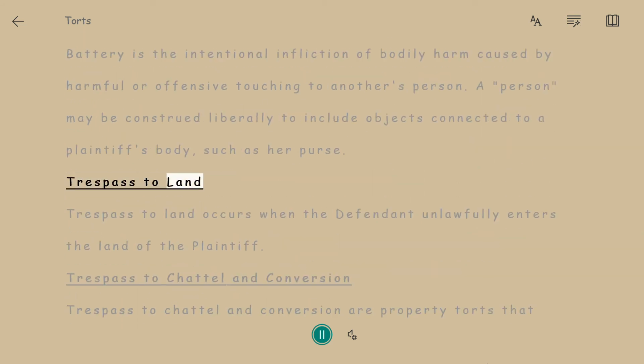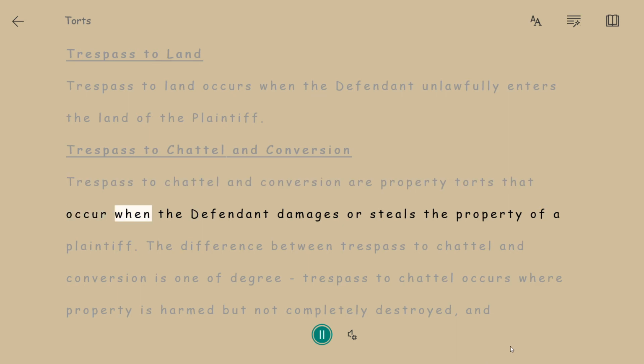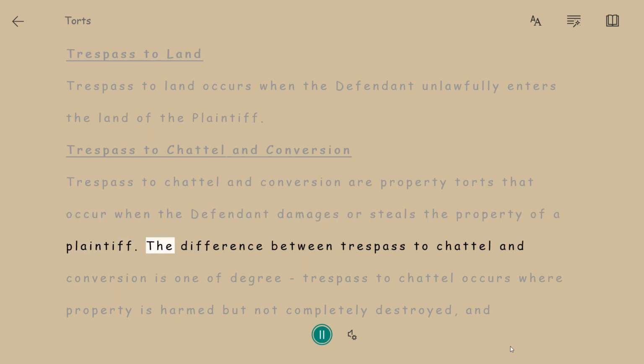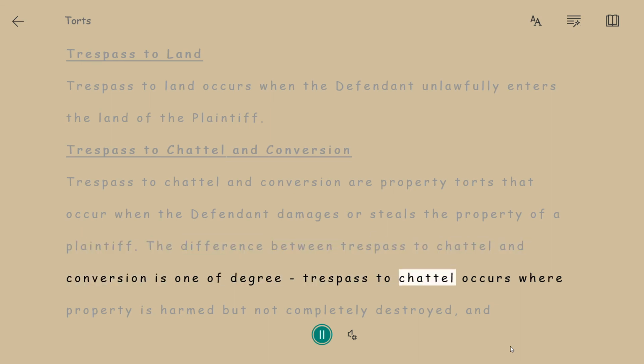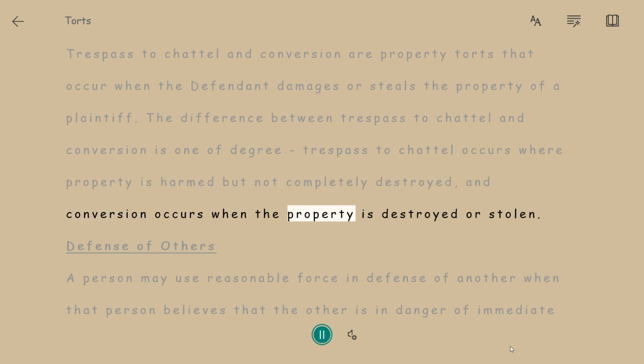Trespass to land. Trespass to land occurs when the defendant unlawfully enters the land of the plaintiff. Trespass to chattel and conversion. Trespass to chattel and conversion are property torts that occur when the defendant damages or steals the property of a plaintiff. The difference between trespass to chattel and conversion is one of degree. Trespass to chattel occurs where property is harmed but not completely destroyed, and conversion occurs when the property is destroyed or stolen.